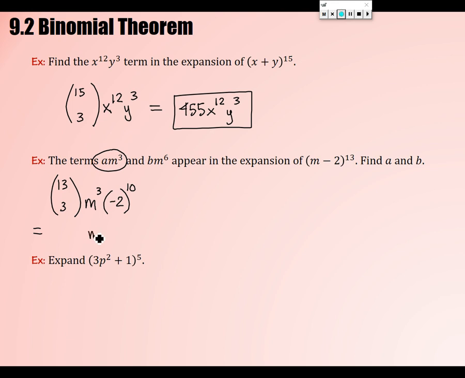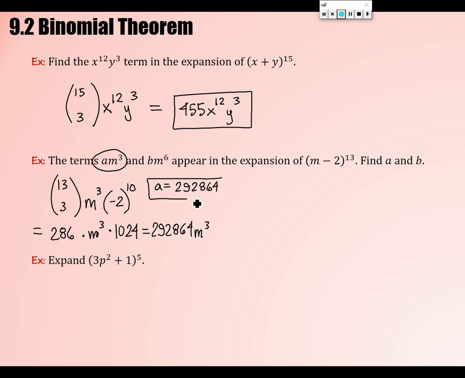So what is 13 choose 3? Anyone have that yet? 286. And negative 2 to the 10th, maybe we know that off the top of our head. Positive 1024. And multiply those, and we'll have our m to the third term. What times m to the third? What do we have? 286 times 1024 is 292,864. Confirm, someone? Okay. So in the way the question was asked, what's a? Well, I guess a is this coefficient, 292,864.